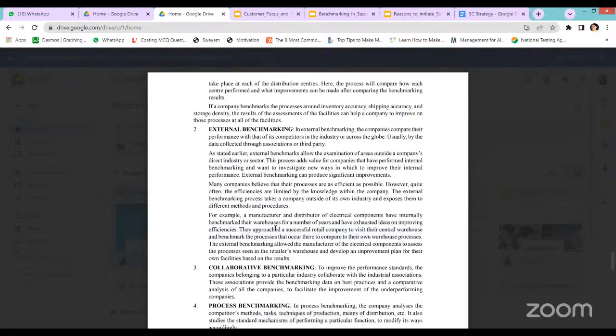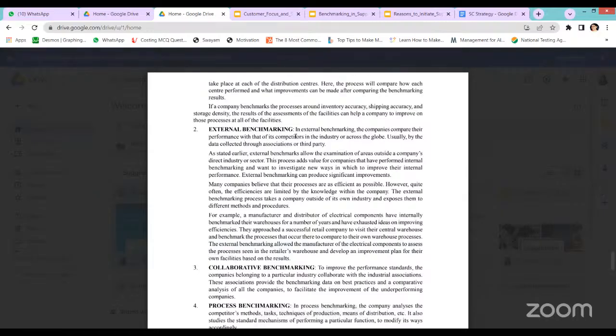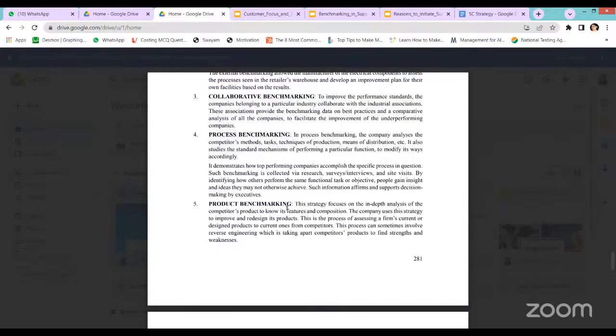So, inviting people from outside to measure your performance. External benchmarking allowed the manufacturer of electrical components to access the processes of the retail warehouse and develop an improvement plan for their own facilities. So what do they do? External benchmarking means inviting experts from outside, within the industry or across the globe, and they will come, analyze and assess your performance, and give suggestions.